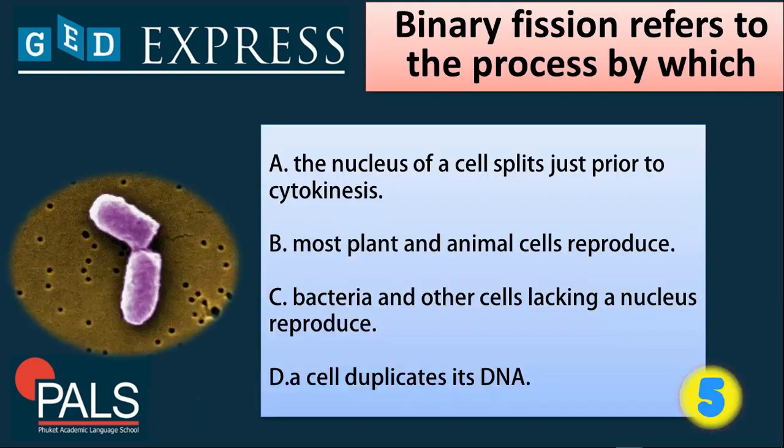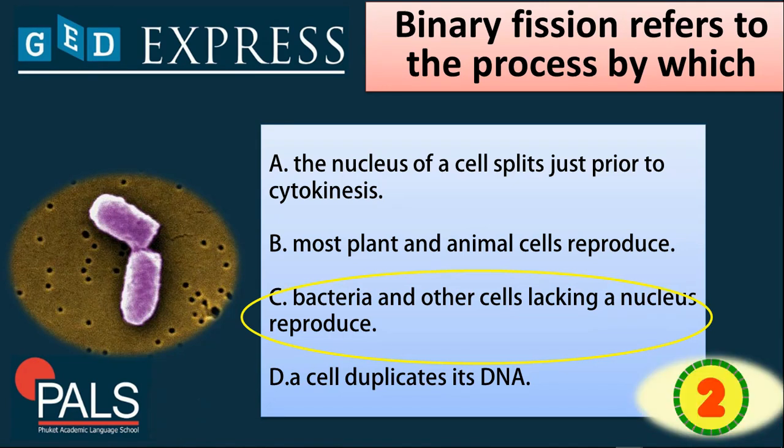Binary fission refers to the process by which A. The nucleus of a cell splits just prior to cytokinesis. B. Most plant and animal cells reproduce. C. Bacteria and other cells lacking a nucleus reproduce. Or D. A cell duplicates its DNA. What's your answer? Exactly. Binary fission refers to the process by which bacteria and other cells lacking a nucleus reproduce. So this is only true for prokaryotic cells.